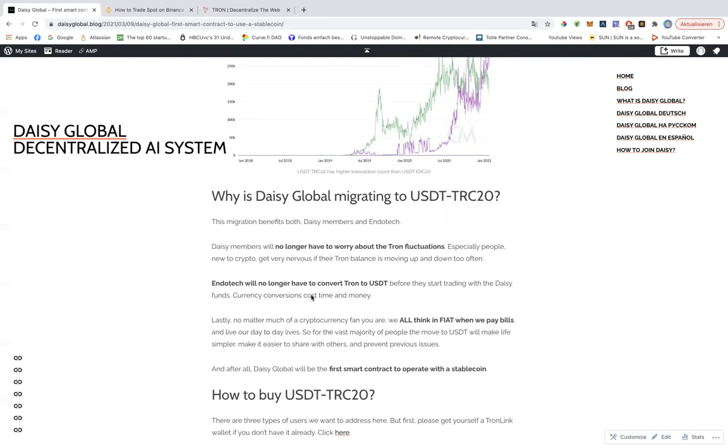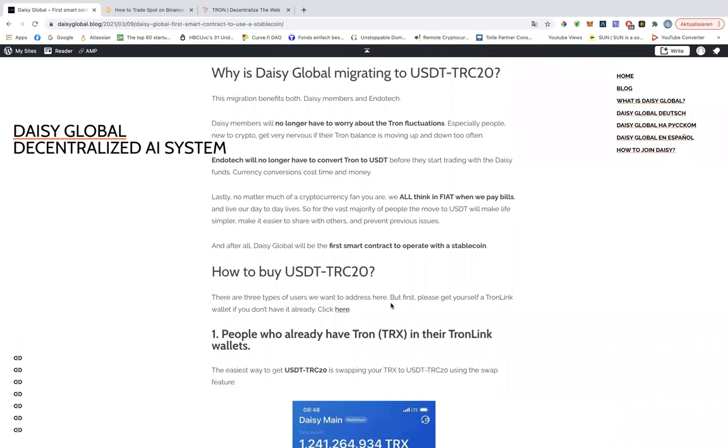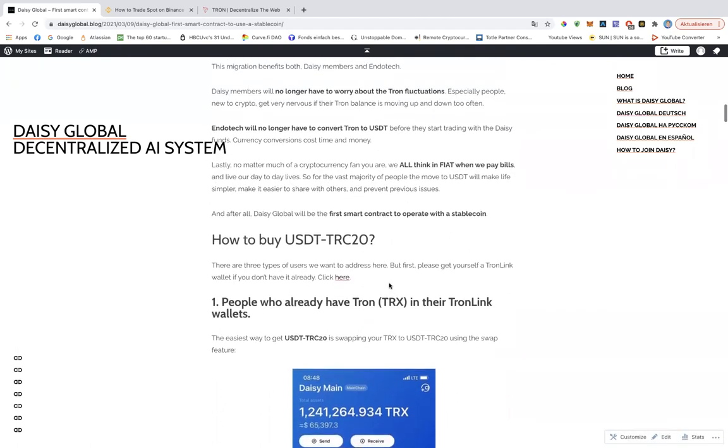And if we start contributing with USDT, this challenge will be gone, okay? So there is no efficiency loss anymore, okay? Well, basically, the whole thing is done to gain efficiency, okay? We save money and we save time, okay? And after all, we all think in fiat when it comes to paying bills. You know, we pay our bills in USD, in euro, and in pounds, in whatever currency you have in your country, okay? And by the way, that will be the first smart contract to operate with a stable coin. Well, the first smart contract I'm aware of, please comment down below if that's not true, so I will not say that again.